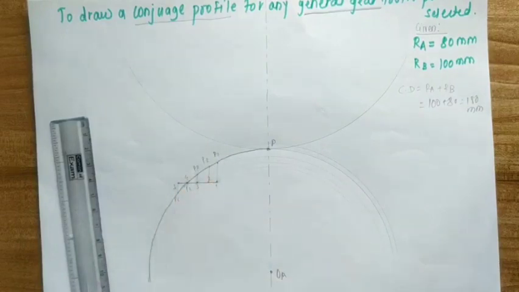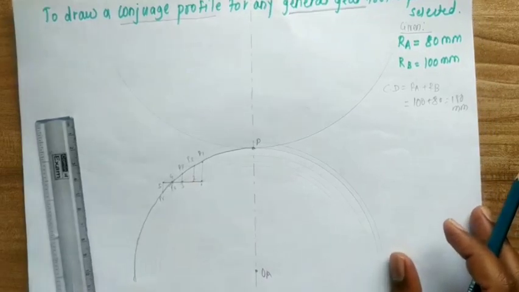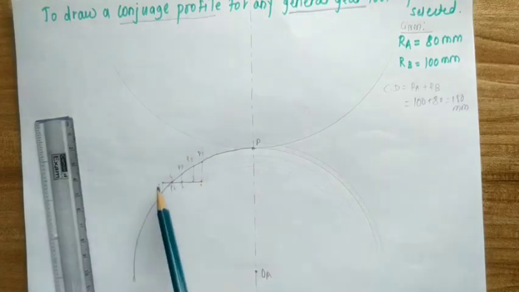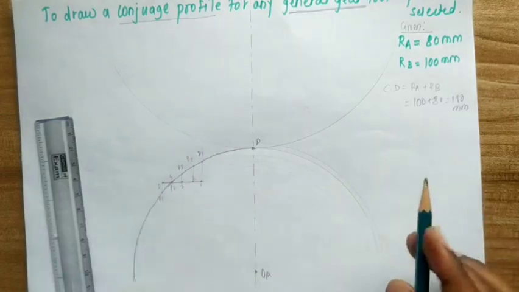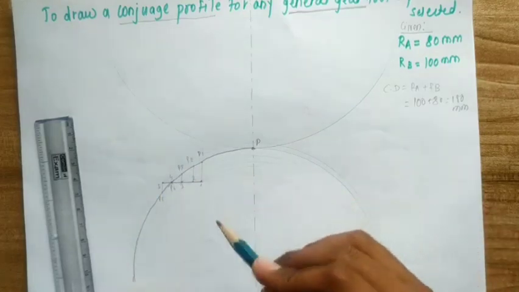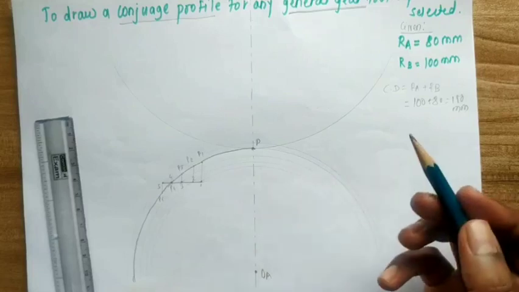Now what will I do with these points? Remember, I have to obtain a conjugate profile which will correspond to this selected gear tooth profile. Now we know the law of gearing, and as per the law of gearing, if I draw a common normal, or a normal through the point of contact, it must pass through the pitch point.